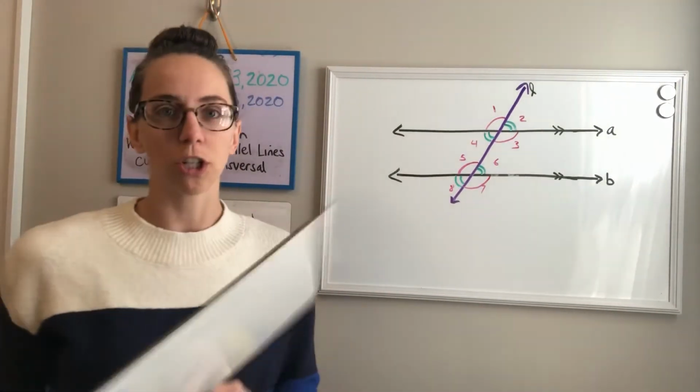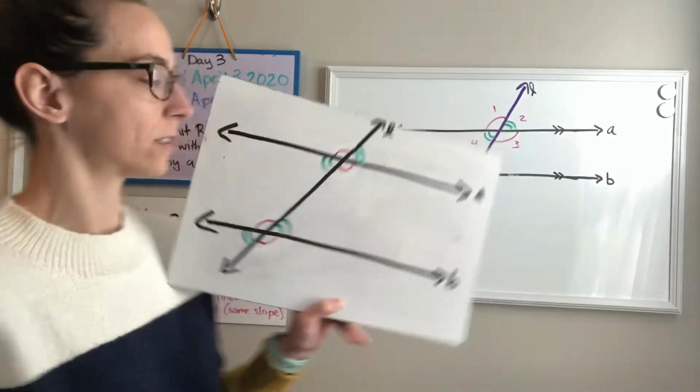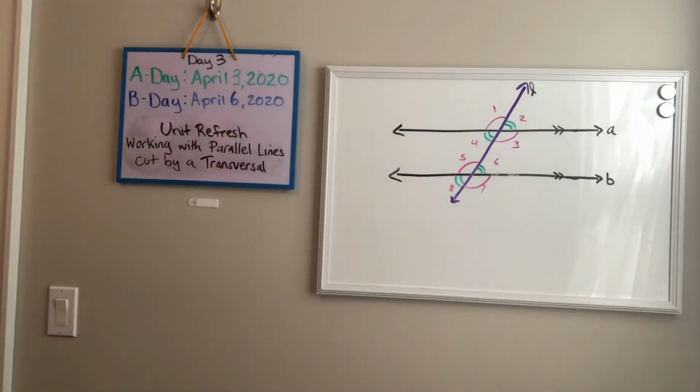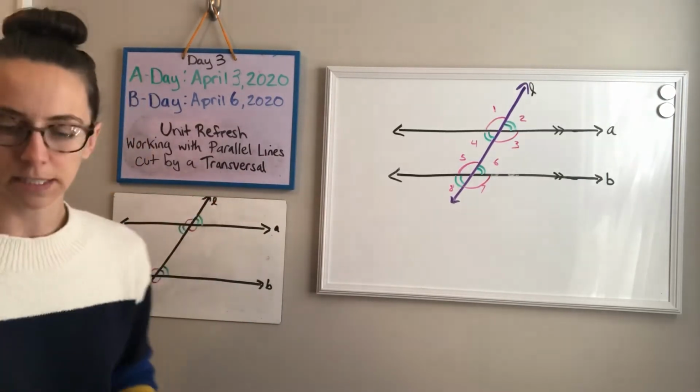So I have a little cheat sheet here, I'm going to keep it. I now know my relationship between each of these angles. I will post it up here, we'll refer to it, and we're going to use algebra to find some values.